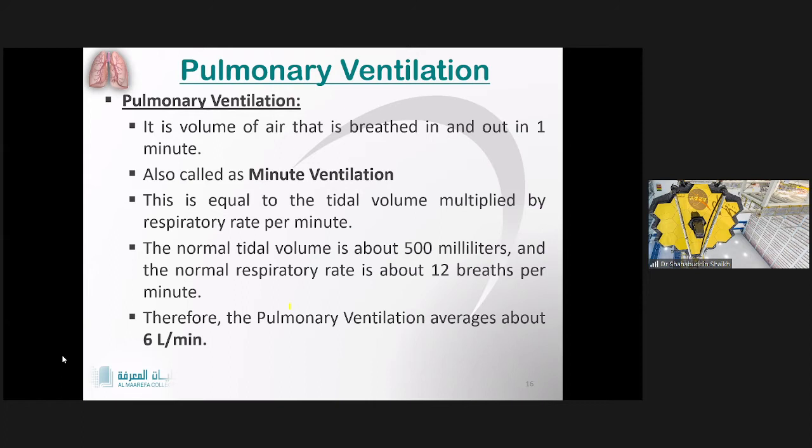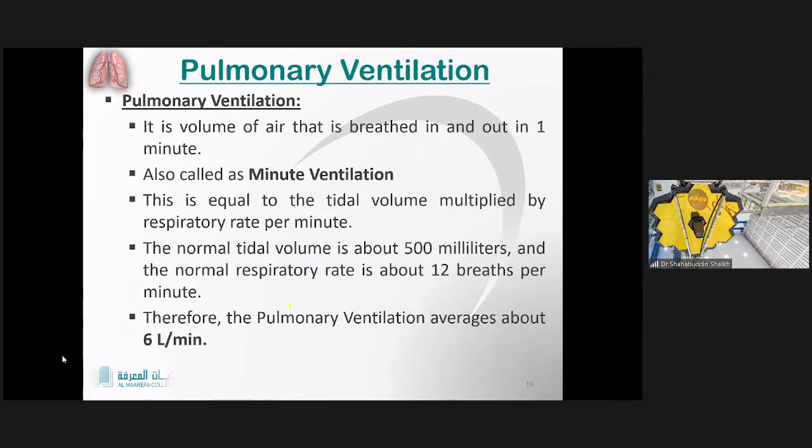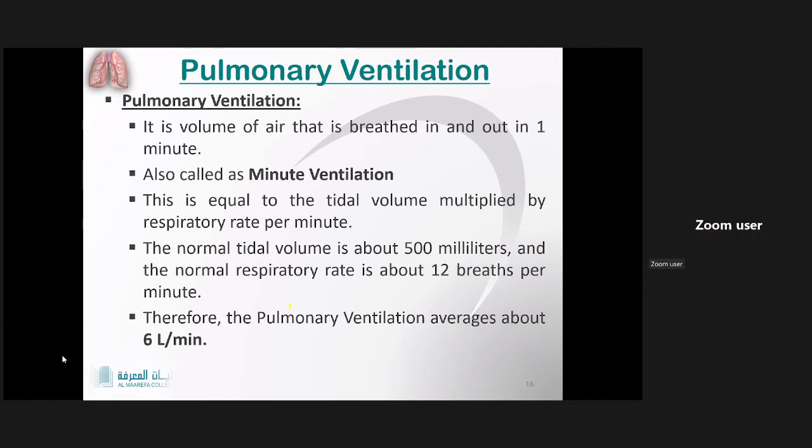A person has a tidal volume of 400 ml, a respiratory rate of 10, and a dead space of 150. How much is the pulmonary ventilation? The respiratory rate is 10, the tidal volume is 400, and the anatomical dead space is 100. So 300 multiplied by 10.